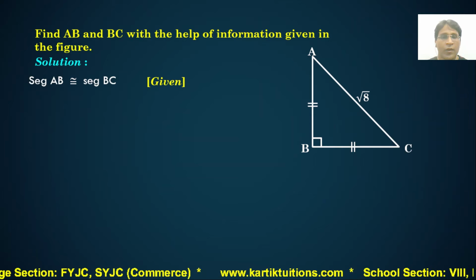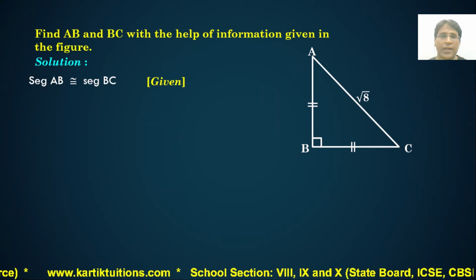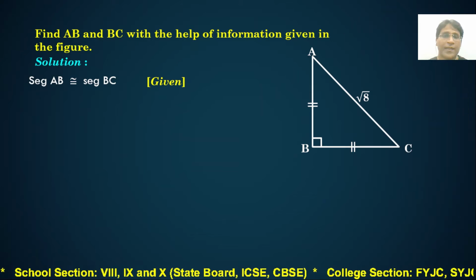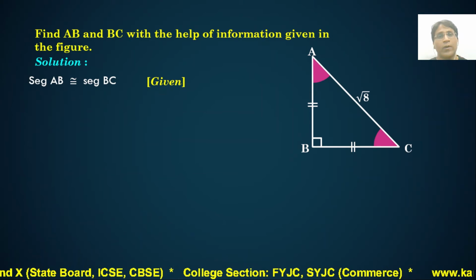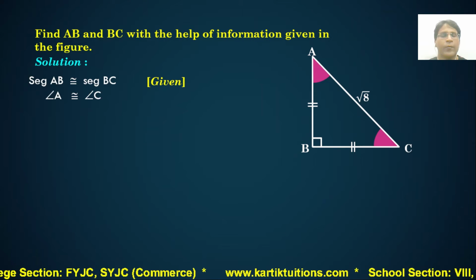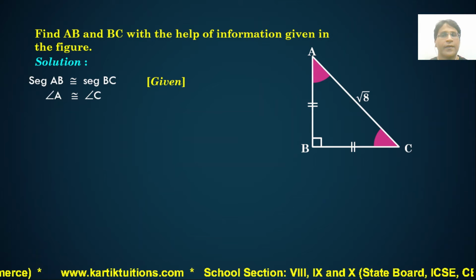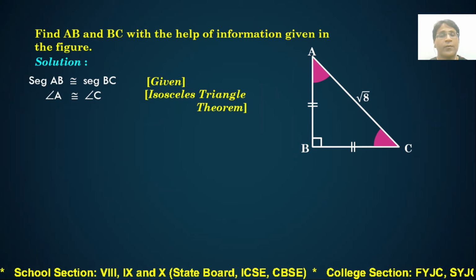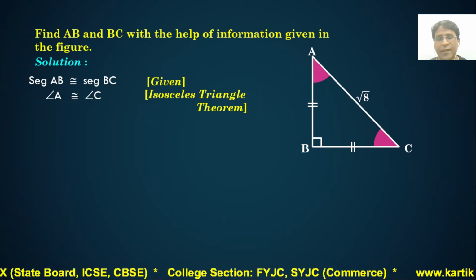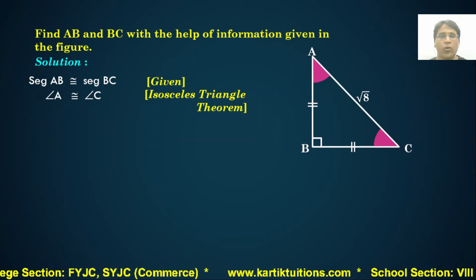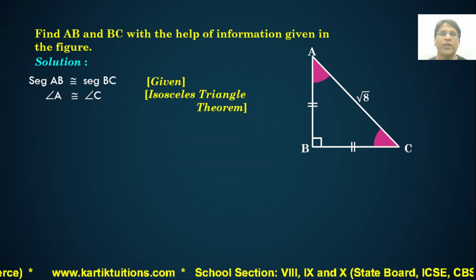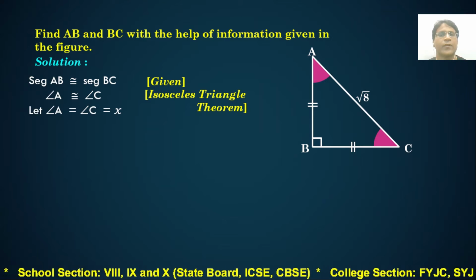Reason is given. Now in a triangle, if two sides are equal, what can we say about their base angles? Their base angles are also equal. So we get angle BAC is congruent to angle BCA. Why? Isosceles triangle theorem. Now for the understanding and to get the values of the angle, what we'll do? Let us consider the measure of both the equal angles as x.